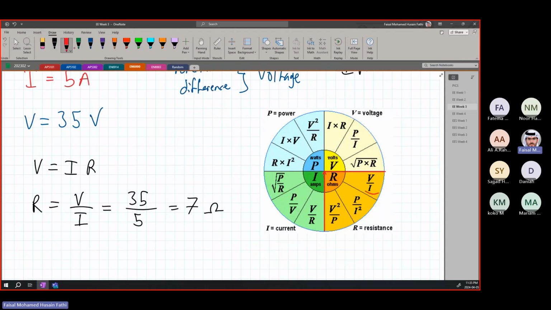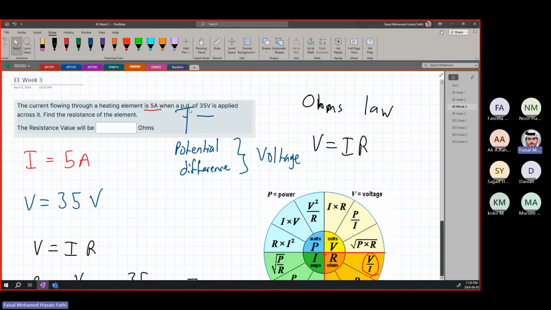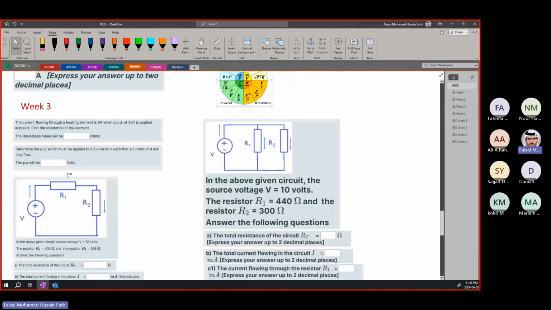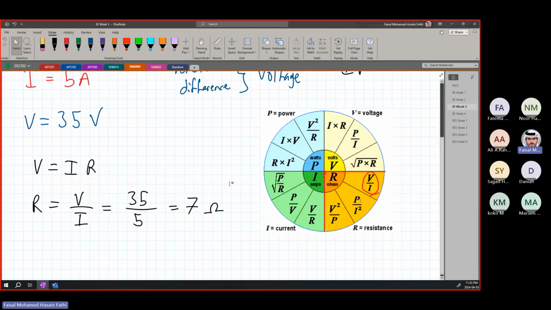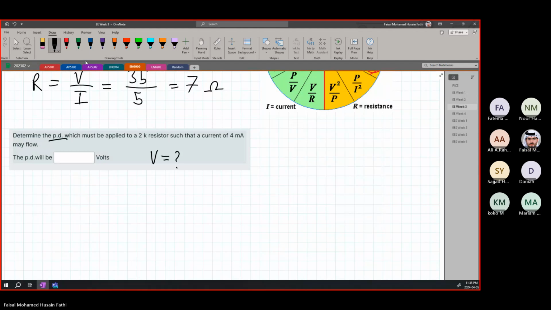We have V and I, so we use the V over I equation directly from the circle. Okay? This is basically the idea here: PD means voltage, potential difference, and applying the basic Ohm's law. Now, here we need to determine the PD which must be applied, so we need to know the voltage across a 2K resistor. R is equal to 2K ohms.